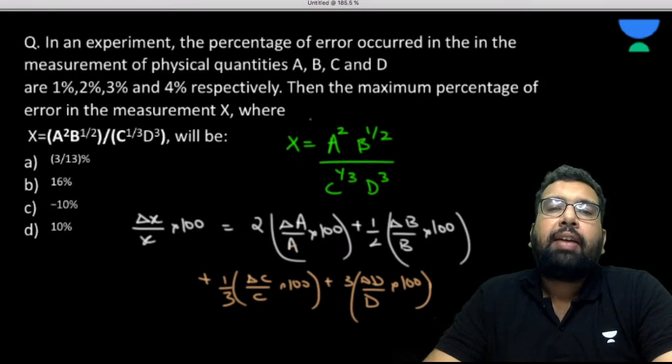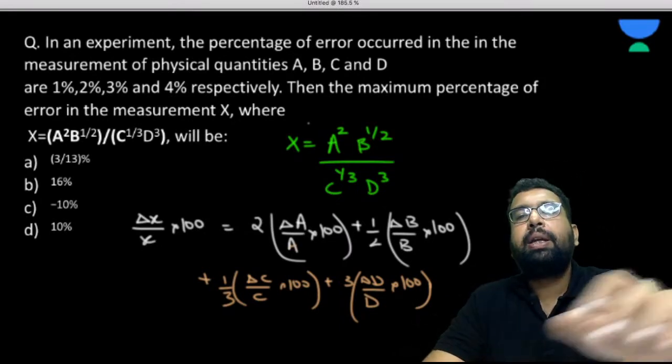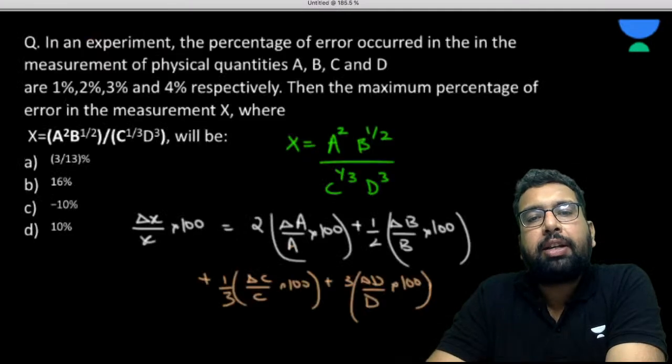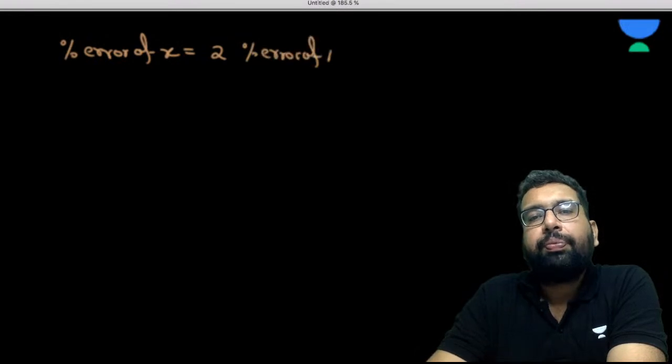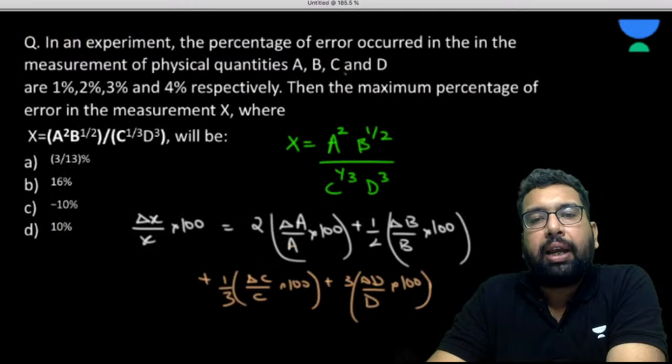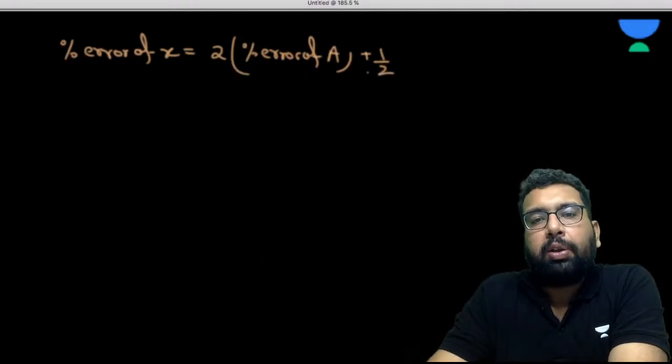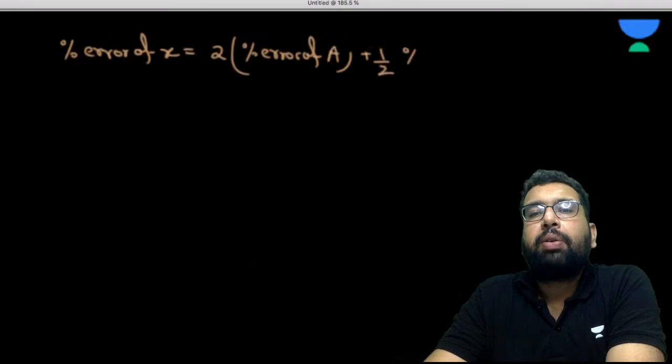Now, directly they have given you the percentage error of A, B, C, and D. So how are we going to write it? See, delta x by x into 100 is right away the percentage error of x. Then 2 times delta A by A into 100 is the percentage error of A. Plus 1 by 2 delta B by B into 100, which is right away the percentage error of B.